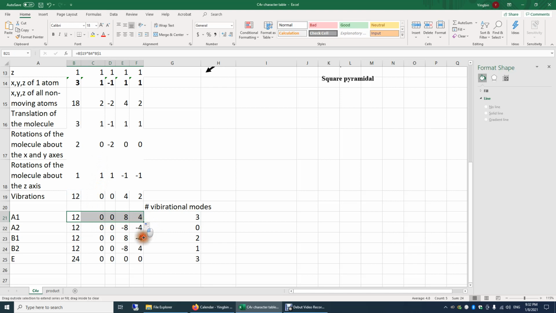We drag it from left to right, and then we can drag it down here. Now we create all those numbers for this A1, A2, B1, B2, and E.